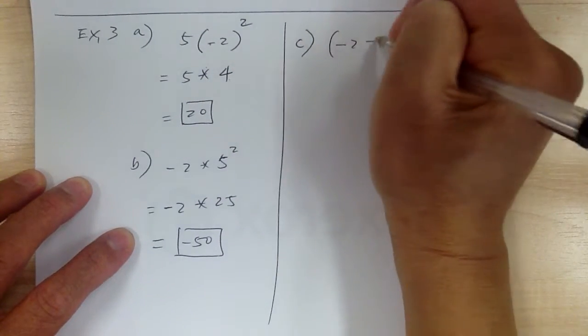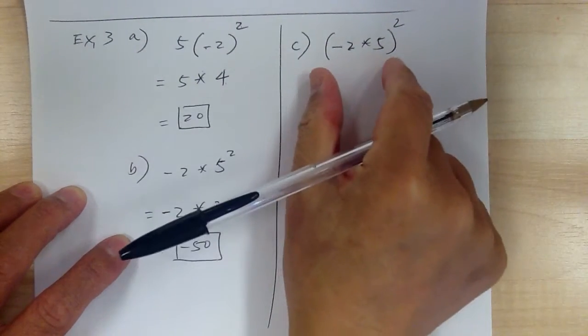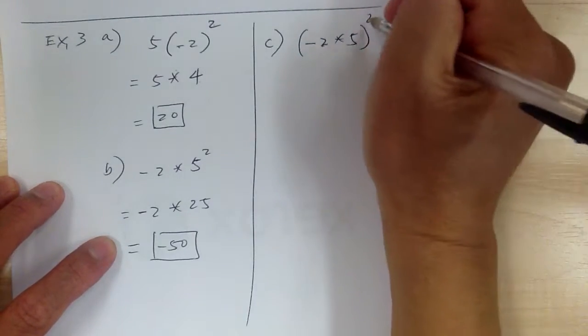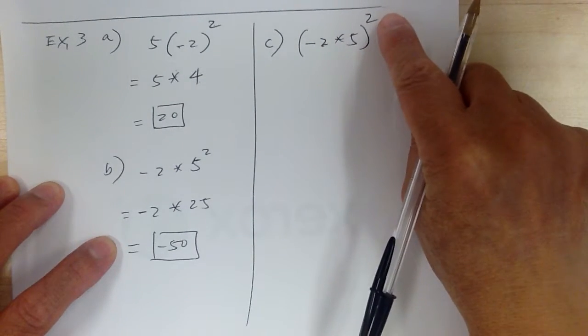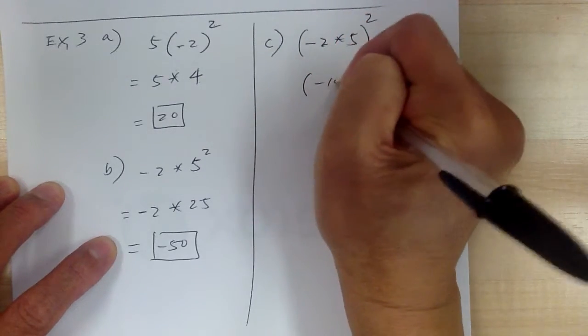Now let's go to part C. You have negative 2 times 5, squared. So you need to work out the parentheses first. Right? You have to do the grouping first before you do the exponents. So do the grouping first. So this will be negative 10.